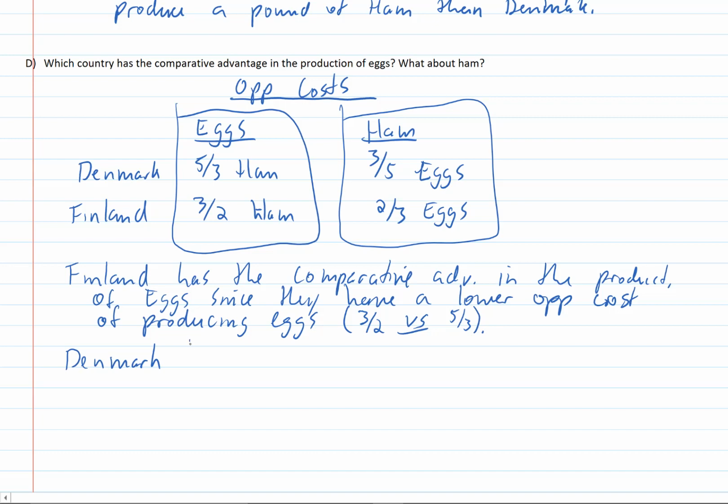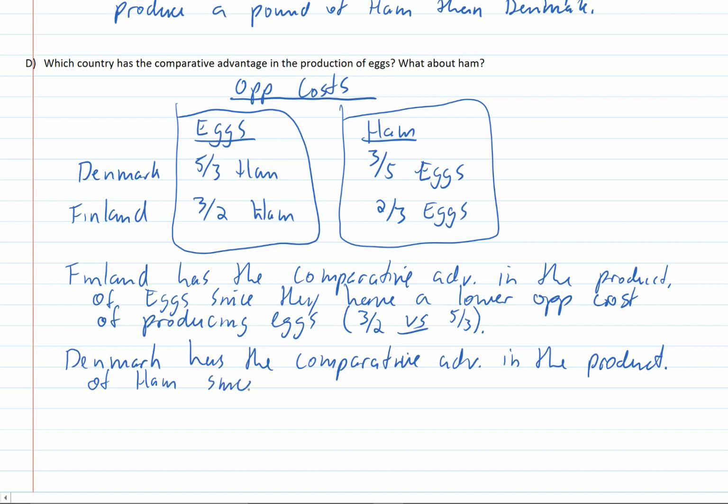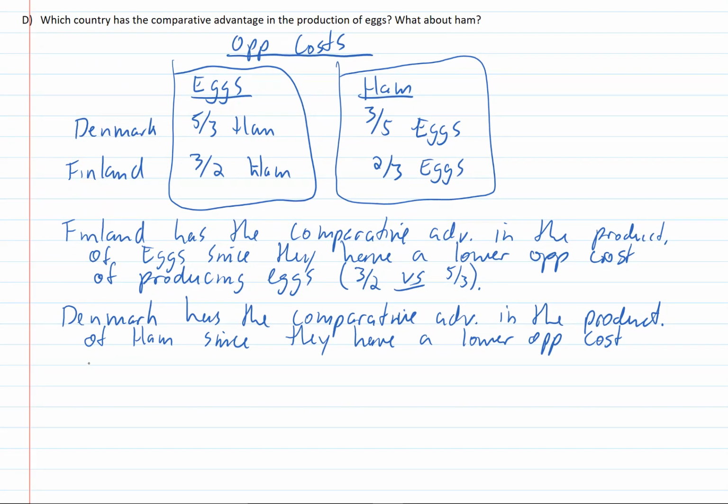Denmark has the comparative advantage in the production of ham, since they have a lower opportunity cost of producing ham. 3/5 versus 2/3.